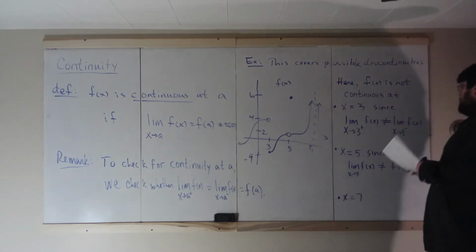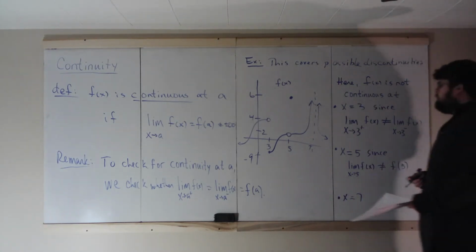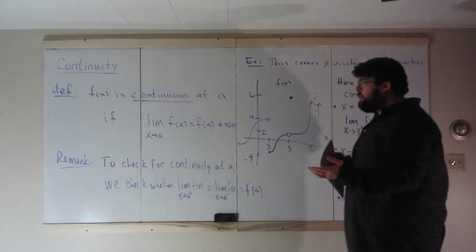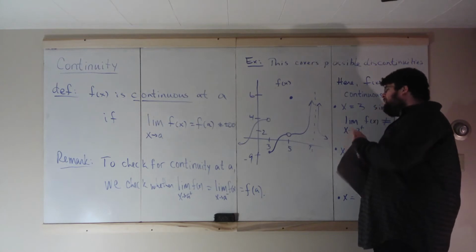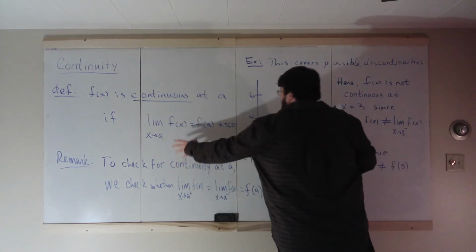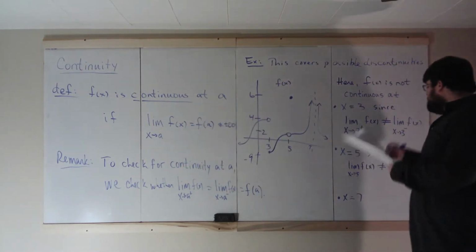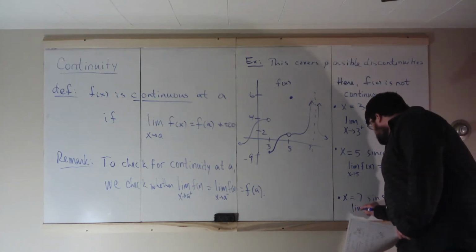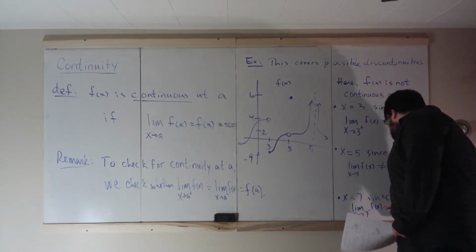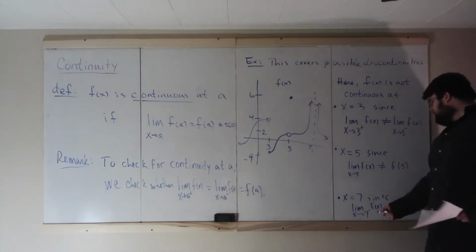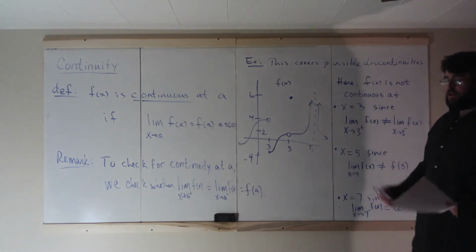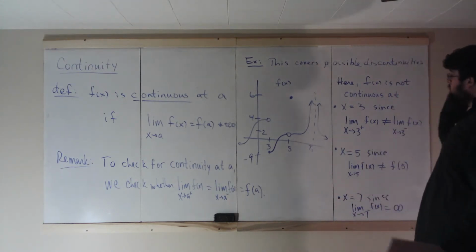I'm going to write some words there. And what happens at 7? Well, this limit can't be a positive or a negative infinity on either side. And I'll be a little informal with that. It's discontinuous at 7. Let's just say since the limit as x approaches 7 from the left is positive infinity. If on either side you get either infinity, it's not continuous.